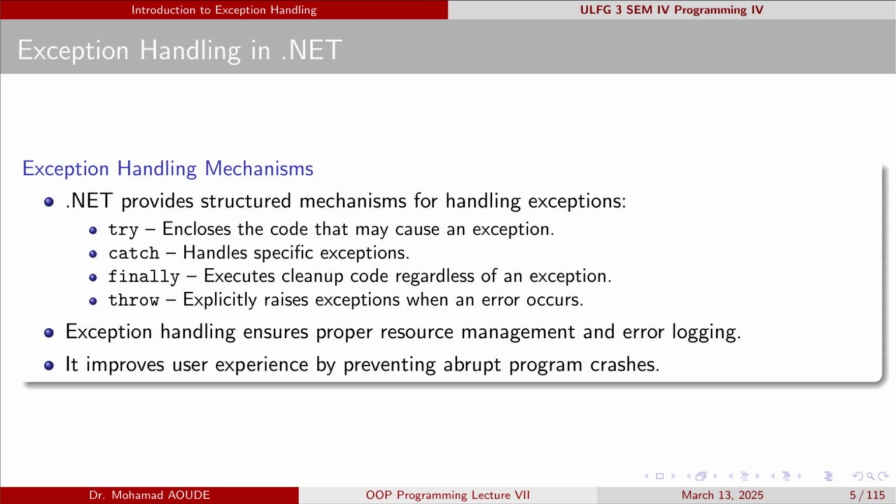C# and the .NET framework provide structured tools for exception management. Try holds the code that might fail. Catch deals with specific or general exceptions. Finally runs cleanup logic regardless of what happened. Throw lets you raise your own exception. Together, these keywords give us the structure to control errors, log them, and recover cleanly.